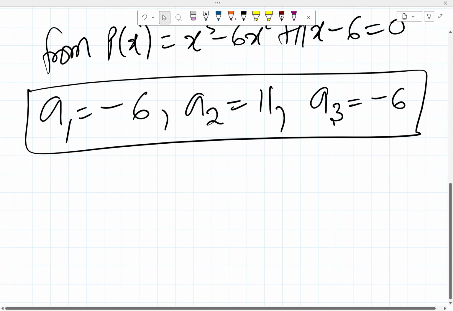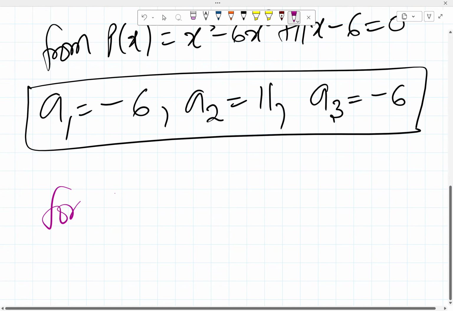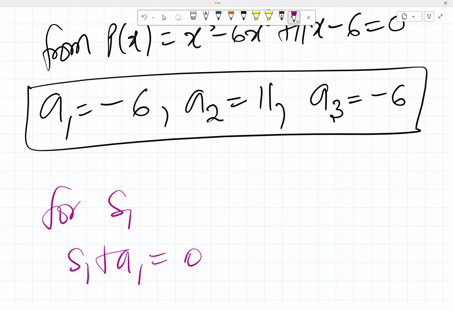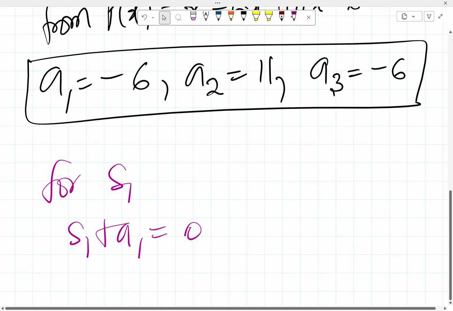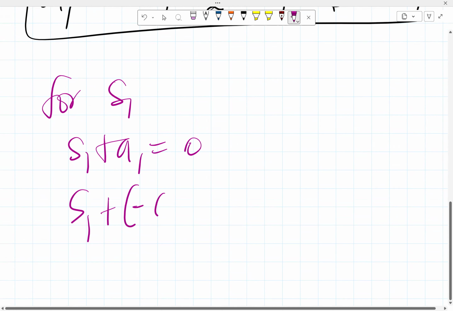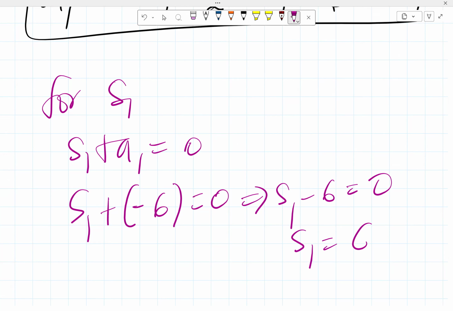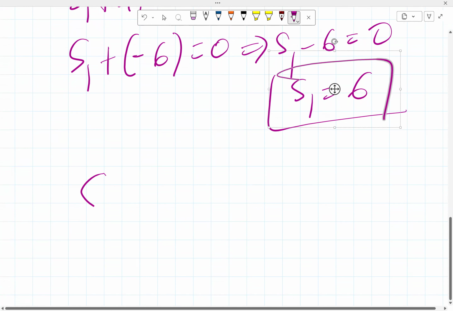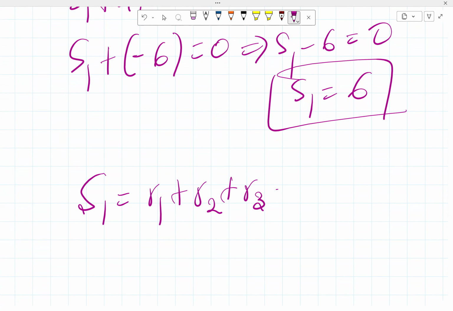So we can then go for S1. We have S1 plus A1 equals 0. That means S1 plus A1 is S1 minus 6 equals 0, which implies that S1 is equal to 6. That is simply the sum of the roots: S1 is equal to root 1 plus root 2 plus root 3 equals 6.